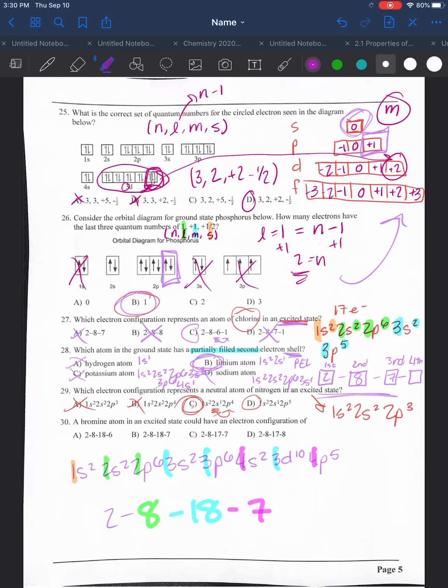Wait, is my key wrong? No. Oh my goodness, I can't see. So that'll be B. Whew. I need to not record these after school, guys. Okay. Hopefully I counted correctly.